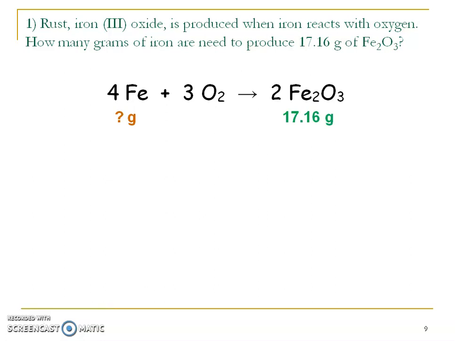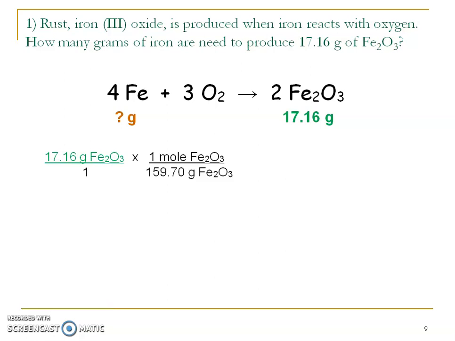Again, we have that balanced equation. I pulled out all the information I need from all of those words in the word problem, and now I can focus on just the reaction and the information I put in there. I'm going to start with my 17.16 grams of the iron trioxide. Again, I have a number, a unit, and the substance. I'm going to go from grams to moles of that substance using the molar mass.